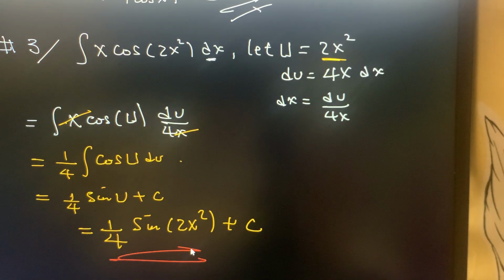All right, let's do the next problem. The next problem is going to be about integration by parts. I don't want to record a long video, so I'll just give you another video on integration by parts. I hope you understand what u substitution is by now, and that it helps you to study.